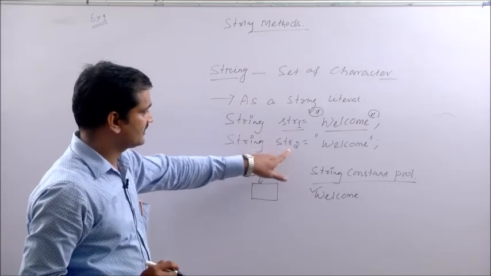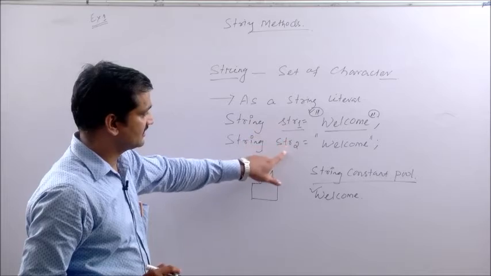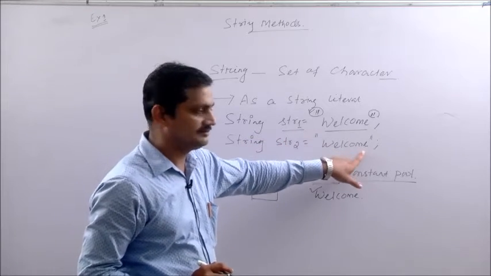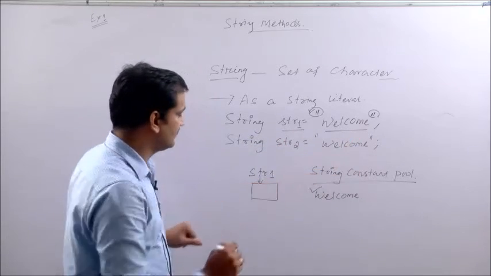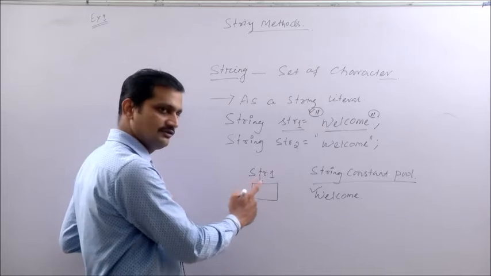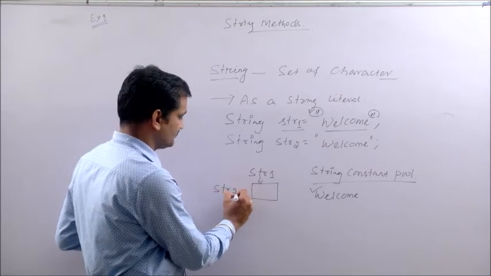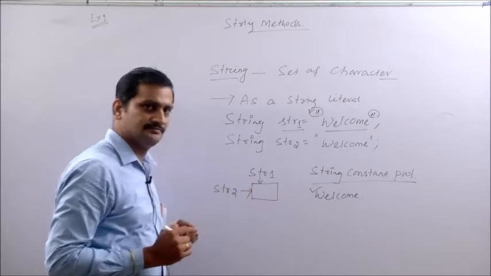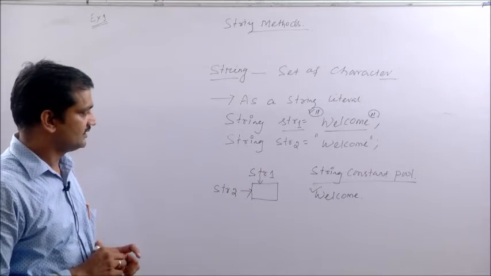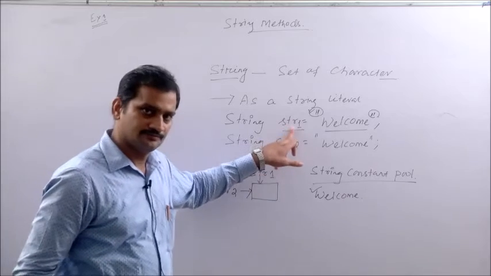Now while creating the second string, because the second string object is also going to store the same literal value welcome, it will not create another string. The JVM will not create another string object, rather it makes string object 2 also point to the same memory location to which string 1 is pointing.